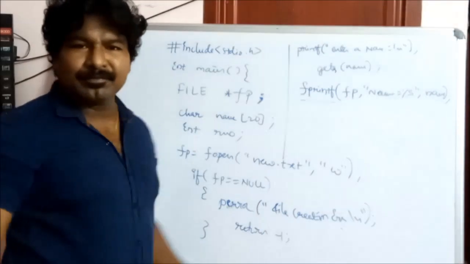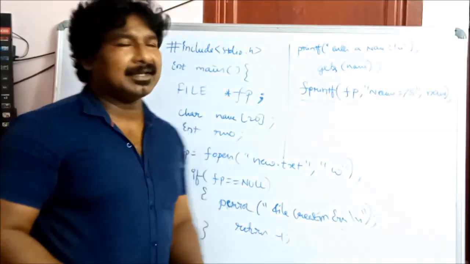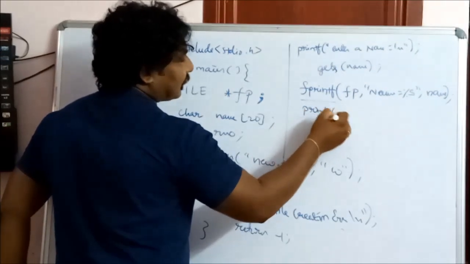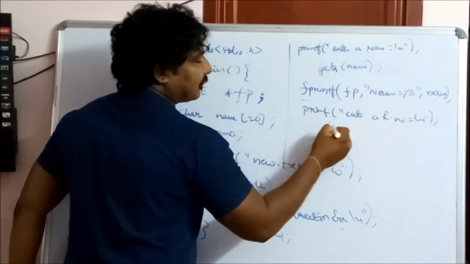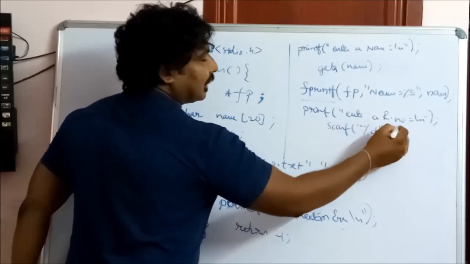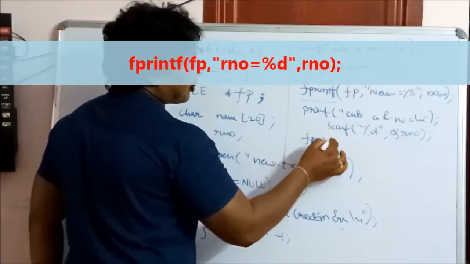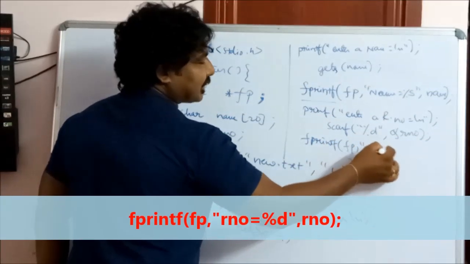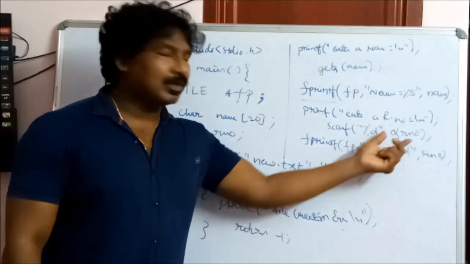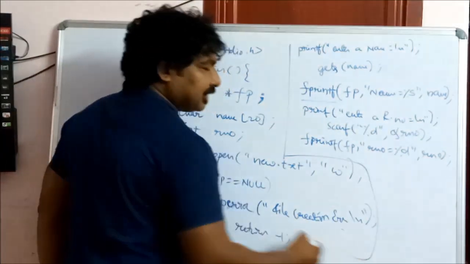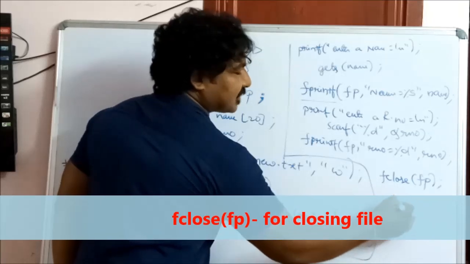Okay friends, look at this fprintf. fprintf is a predefined library function that will print the data into the file. That means it will write data to the file. Similarly, I'll ask with printf, enter a roll number. Then I will write scanf percentage d, address of roll number. Then again I use fprintf, fp, roll number equals percentage d, then roll number. Okay friends, you can see that I'm just entering my roll number into the file. This is how you do this. After doing this, what you will do is fclose fp and return 0.